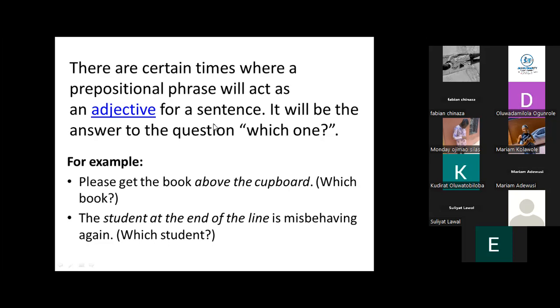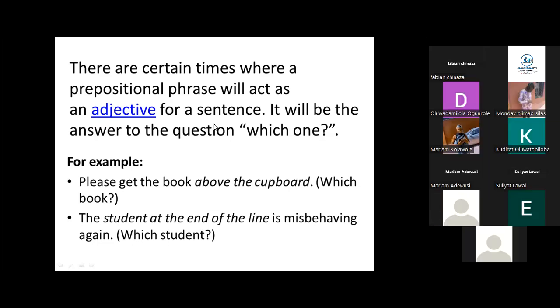The second one says that the student at the end of the line is misbehaving again. The question is, which student? Now, at the end of the line is describing the student. The expression at the end of the line, which is a prepositional phrase, is describing the student. So, at is the preposition. The end of the line is a phrase that is acting as the object of the preposition, and then it is functioning as an adjective because it is describing which student is misbehaving again.